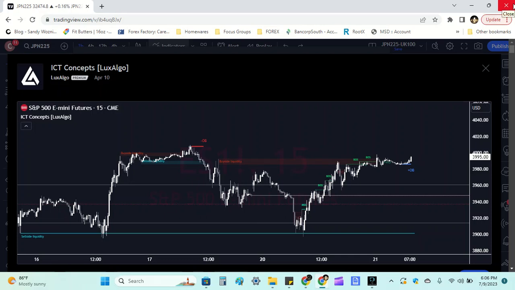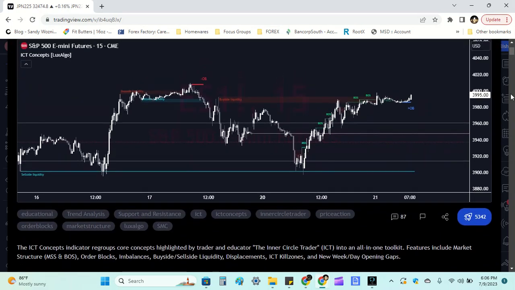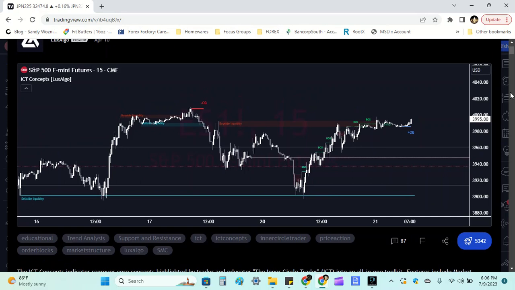We're reviewing the TradingView script ICT Concepts by LuxAlgo. The tags for this indicator are educational, trend analysis, support and resistance, ICT, ICT Concepts, inner circle trader, price action, order blocks, market structure, LuxAlgo, and SMC.